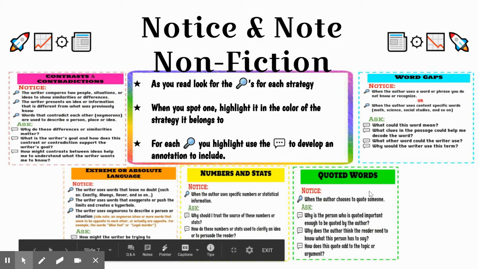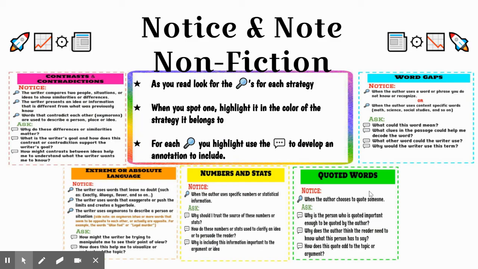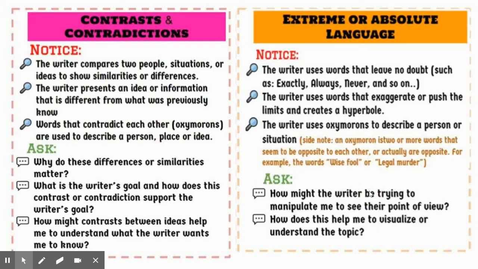All right, now let's take a look at our notice and note for nonfiction. Remember that nonfiction are going to be pieces that we read that are informational, that deal with true events, opinions or biographies, those kind of things. So that's why I put these symbols up here. I've got like some space symbols, some graphs. The little thing is supposed to be a cog, and a newspaper. So we're going to be talking about the first 2 strategies here, because that's what's been introduced in class so far. And those are contrast and contradictions, and extreme or absolute language.